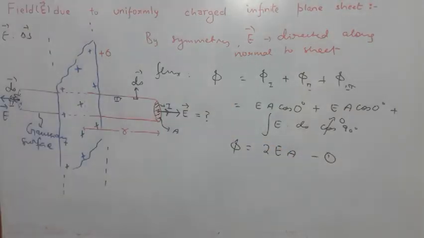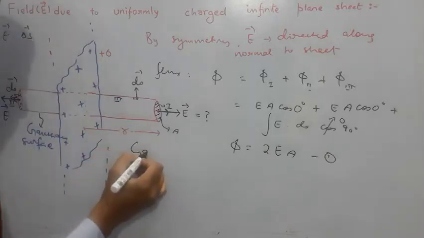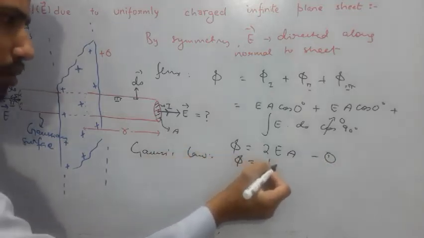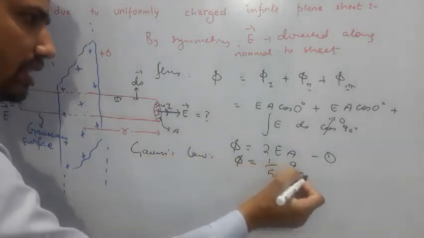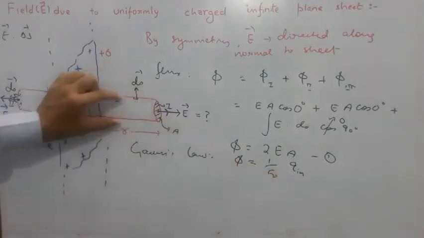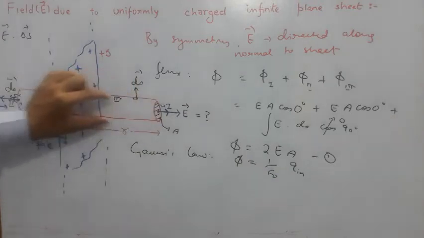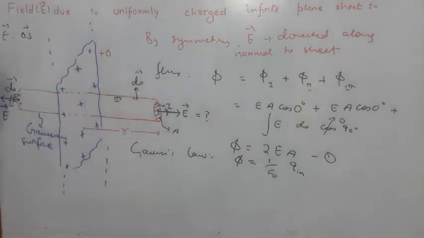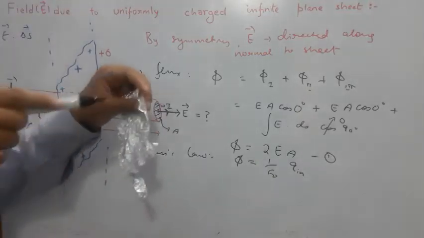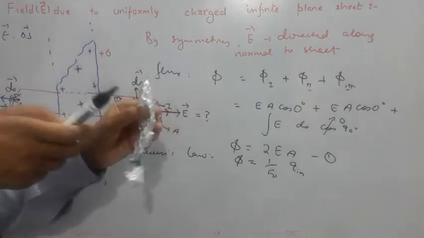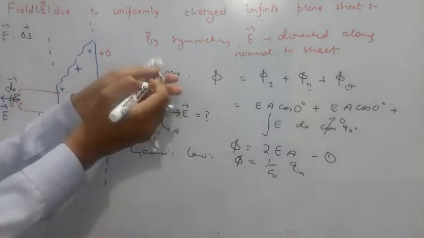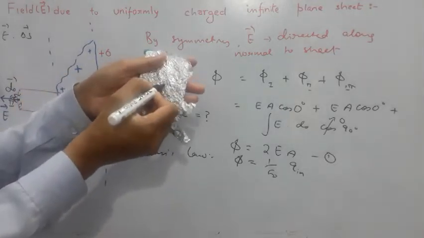Now we shall use the Gauss law. From Gauss law, this flux phi is equal to 1 by epsilon naught times q in, where q in is the charge inside the Gaussian surface. Now this is our cylindrical Gaussian surface. Inside this, charge is present where? If you see carefully, this Gaussian surface intersects the plane sheet in a uniform circle, in a circular region like this.